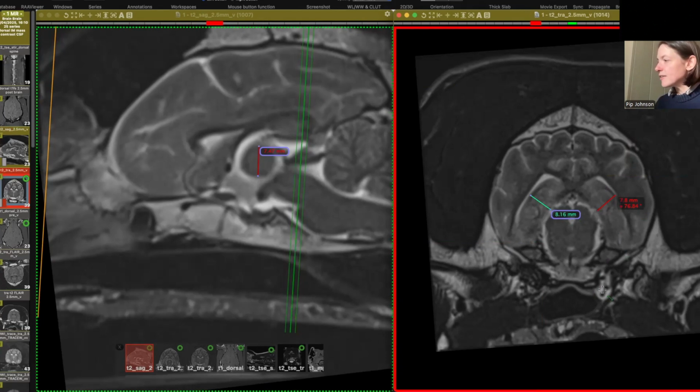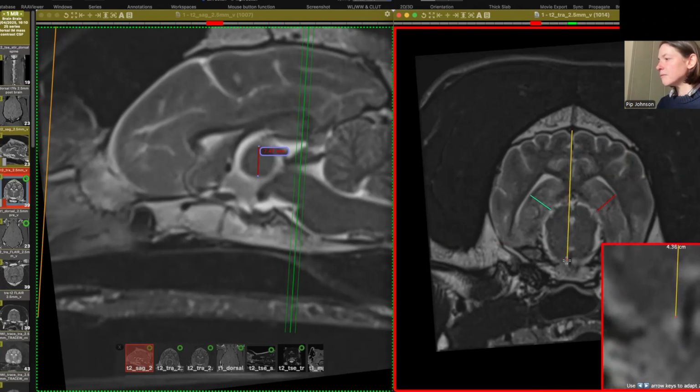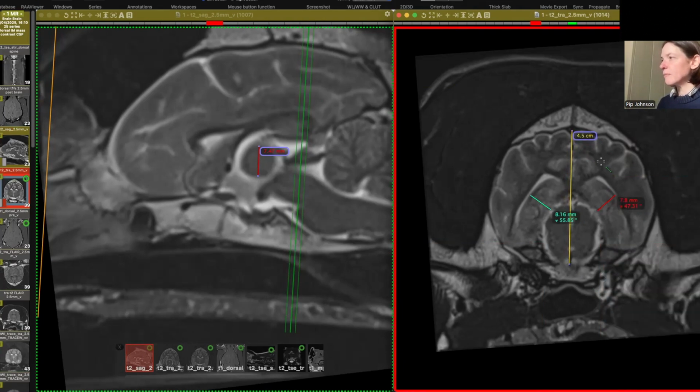And additionally, at this level, we're going to take a measurement of cranial height. So again, we're going to go between the two dorsal gyri there and come down and measure to the base of the cranium here and get that measurement as well. And so after these measurements, we'll have two cranial height measurements, the hippocampal measurements and the interthalamic adhesion measurements.